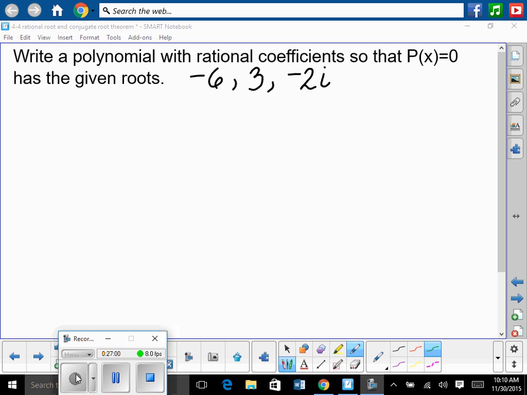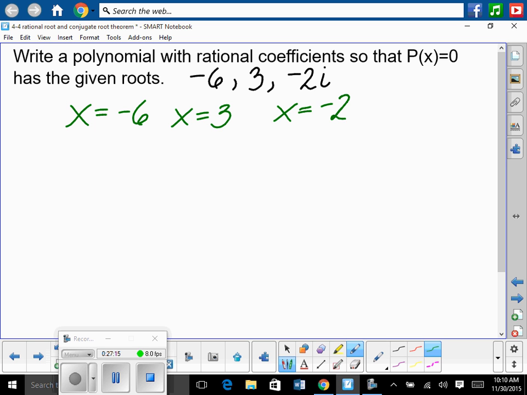Yes, then its conjugate is also a root. Do we have an irrational root? If yes, then its conjugate is also a root. So let's look. These are the roots. So these are the x values. So x is equal to negative 6, x is equal to 3, and x is equal to negative 2.